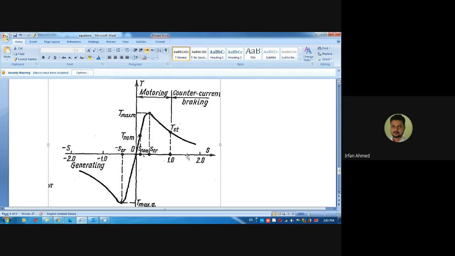What is this? Here the speed is 0, here the speed is decreasing. Negative. Here the speed direction is opposite, and the torque is negative. That means your motor is running in the opposite direction. You have given a supply so that the motor runs in the forward direction, but your motor is actually running in the opposite direction. When will that happen?